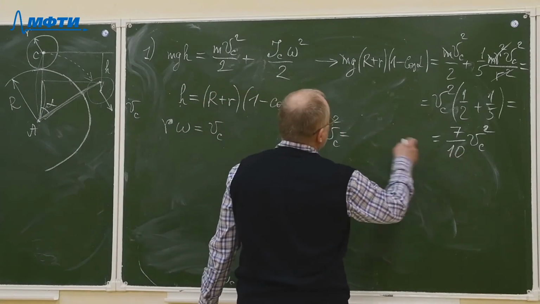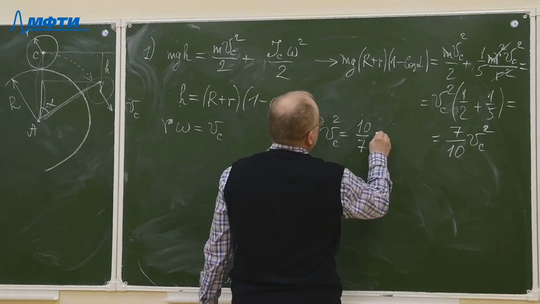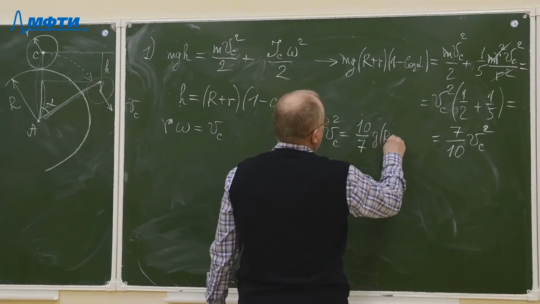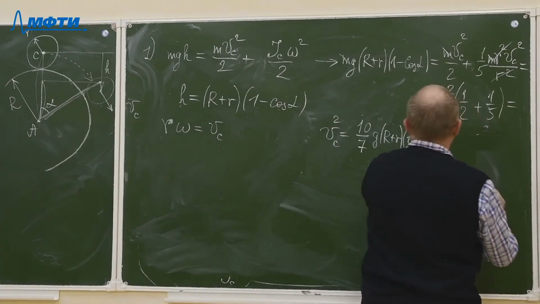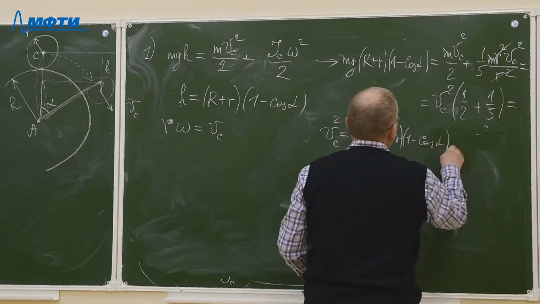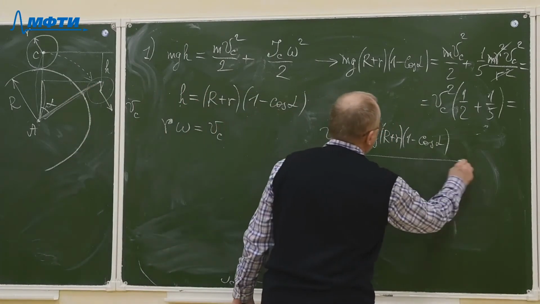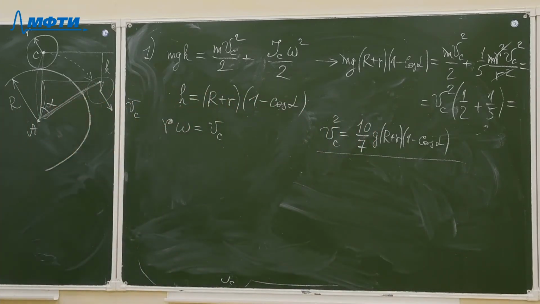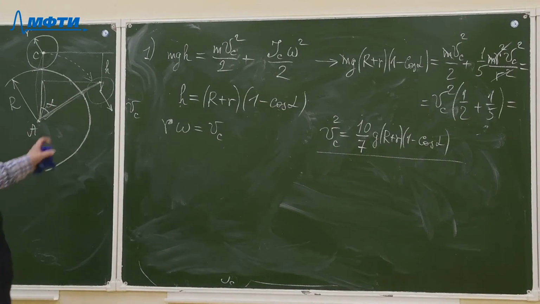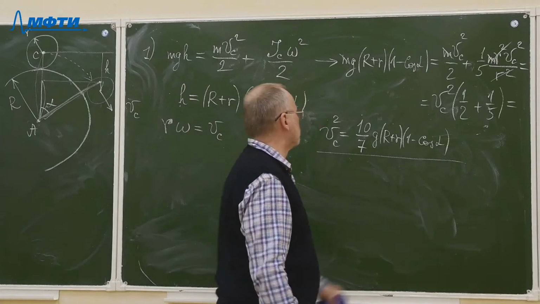And that will be 10 divided by 7 G, capital R plus small r, times 1 minus cosine alpha. That's the result obtained from the law of conservation of energy: velocity of the center of mass of the sphere as a function of alpha.